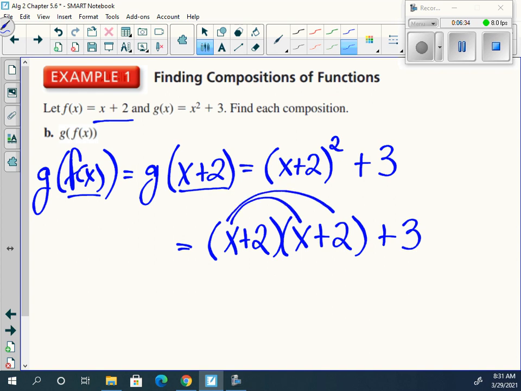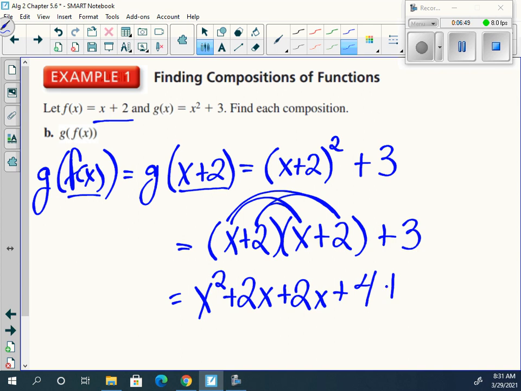We're going to distribute the x. Because x times x would give us x squared. X times 2 is going to be plus 2x. Do the same thing with 2. 2 times x is going to give us plus 2x. And 2 times 2 is going to give us plus 4 plus 3. Because we're going to have to multiply this all the way through.